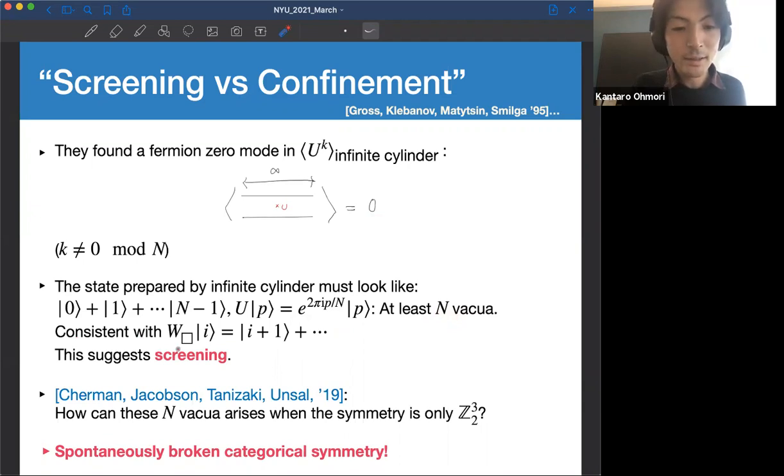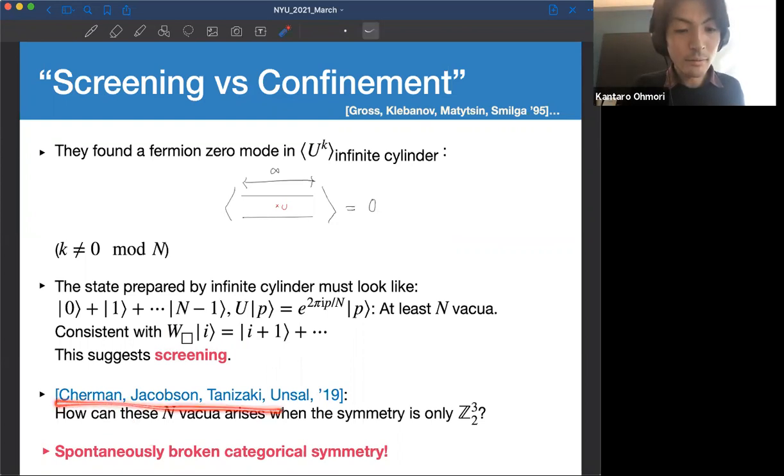The other is that if we have so many vacua with different eigenvalues, then this kind of action is consistent: the Wilson line acting on a vacuum can start from another vacuum with a different eigenvalue under U, and this part is the excited states. If this is the case, then the Wilson loop has a perimeter law, suggesting screening. That's their argument.